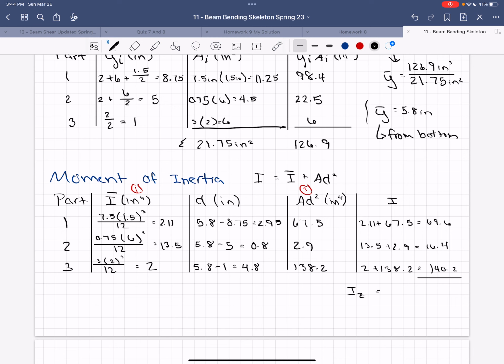So this was the centroid, and Iz equals 226.2 inches to the 4th. Alright, so that's part A.